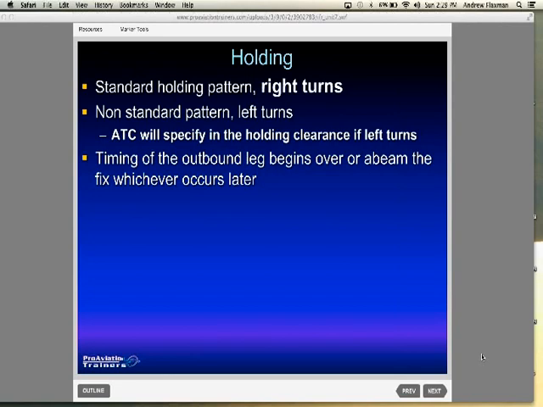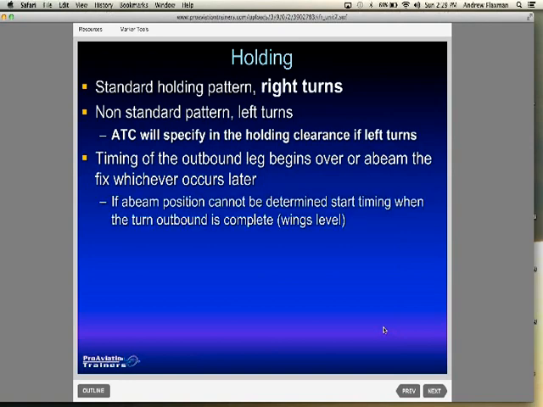Yeah. All right, so timing of the outbound leg begins over or abeam the fix, whichever occurs later. We just discussed that. If the beam position cannot be determined, start timing when the turn outbound is complete. Well, I can't really think of a situation where it can't be determined. If you, for whatever reason, just get confused, I can understand that, but you really should have an idea of where your crossing should be.